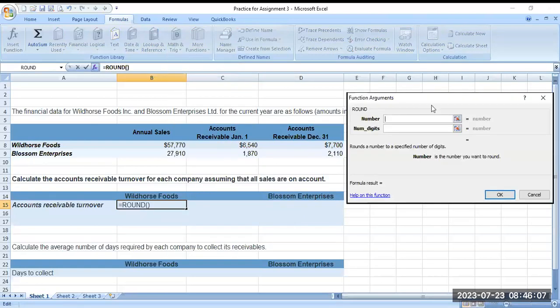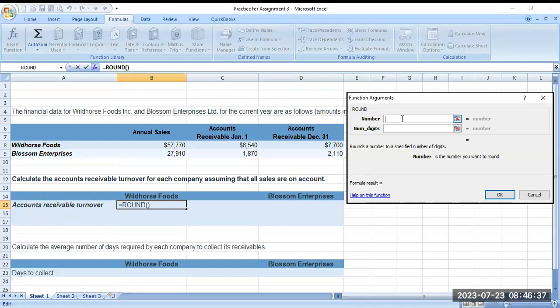Click on the round, and now you're going to have this help screen, which is going to ask you which number you want me to round. Now you can enter a formula here, or you can just click and choose the specific cell which you want to be rounded. In our case, we want this function to round our calculation. What will be the calculation? The calculation will be the accounts receivables turnover.